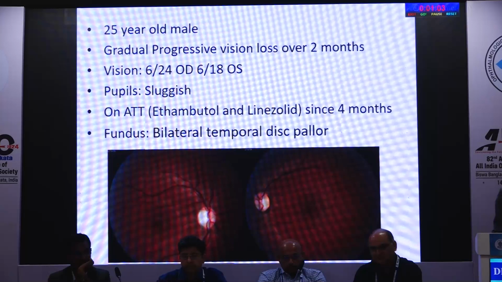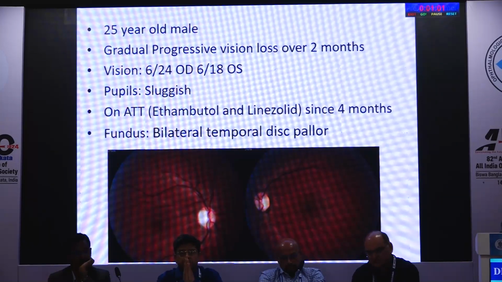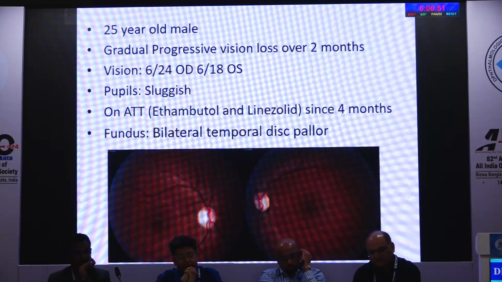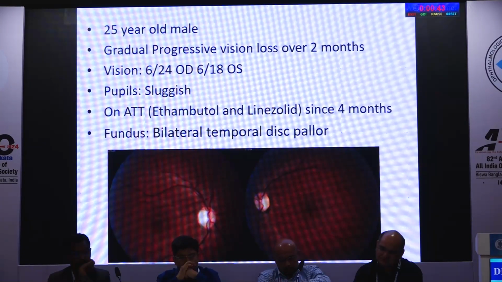So let's come to another case. Here you've got a male patient who has presented with subacute, gradual onset vision loss that is happening over time. He's been on ATT, taking ethambutol and linezolid. You can see that there is a temporal pallor developing in both optic nerves. When you look at the fundus, there is a color vision defect as well.